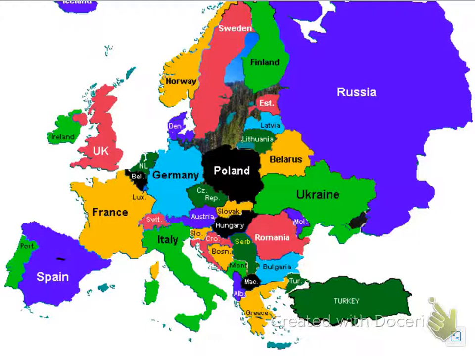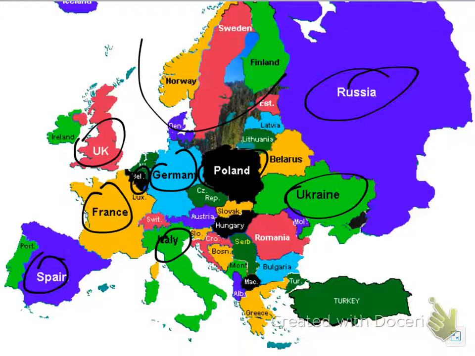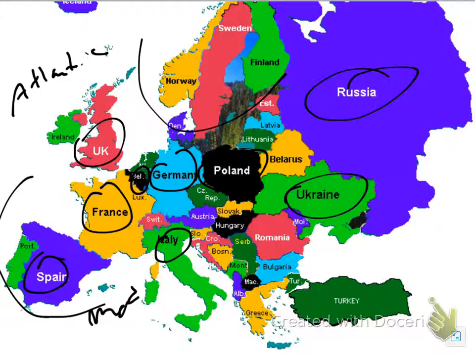Alright, here's a map that you need to know about in Europe, and just some of the countries you need to know: the United Kingdom, France, Spain, Germany, Belgium, Poland, Italy, Russia, and the Ukraine. And then geographical features you need to know: the Scandinavian Peninsula right here, Iberian Peninsula down here. You've got the Atlantic over here, and then you've got the Mediterranean over here.